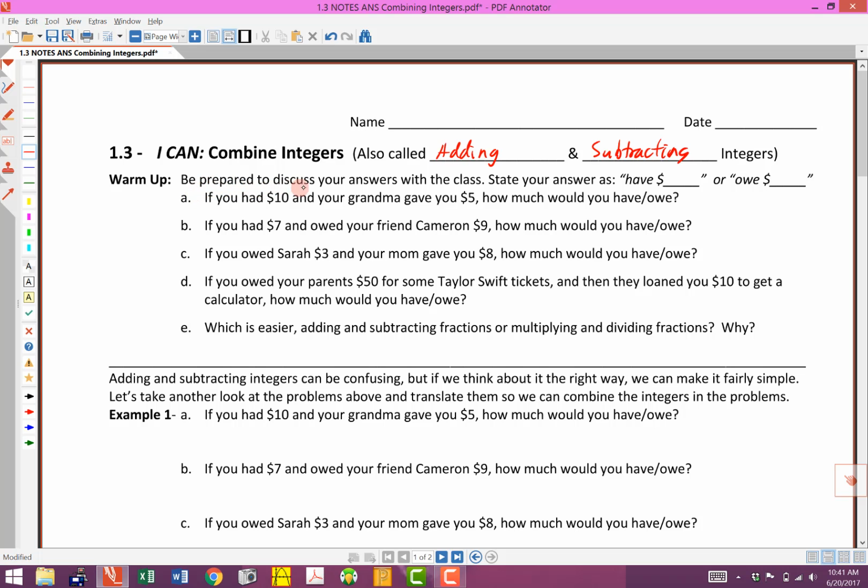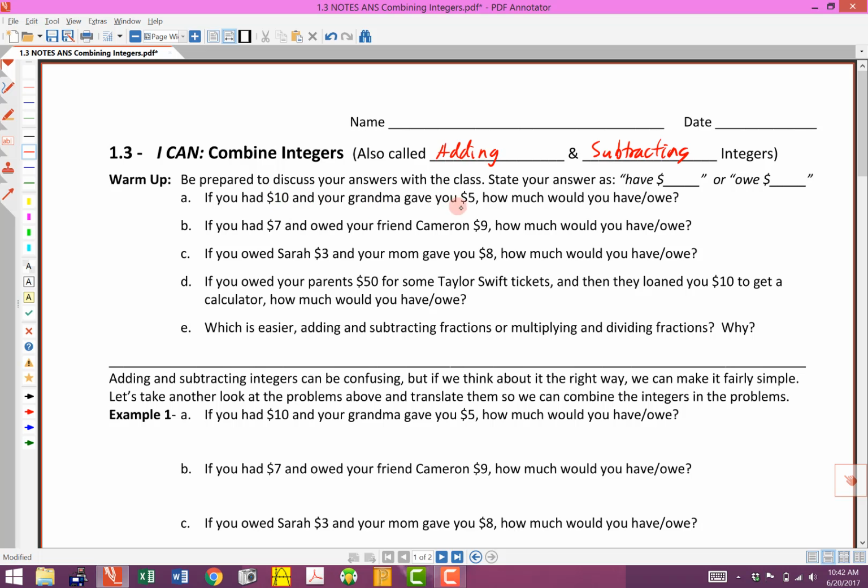So it says, be prepared to discuss your answers with the class. State your answers as have this many dollars or owe this many dollars. So I'm going to read through these, and I'm going to give you 10 seconds or so. If you want to pause the video and think about it for a second, that would be fine. So it says, if you had $10 and your grandma gave you $5, how much do you have or how much do you owe? So that one should be pretty easy.